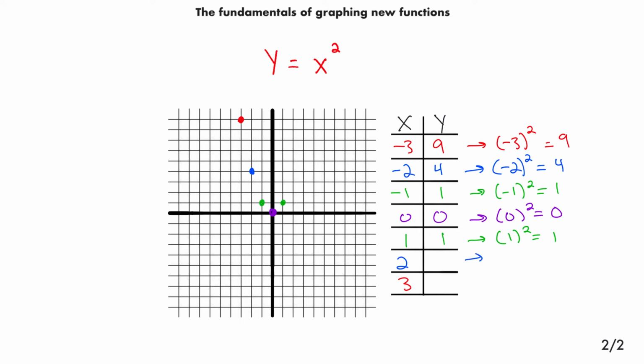Then we're going to plug in 2. 2 squared is 2 times 2, which is 4. So we're going to go right 2, up 4. And then last but certainly not least, we're going to utilize the 3. 3 squared is equal to 3 times 3, which is 9. So right 3, up 9.